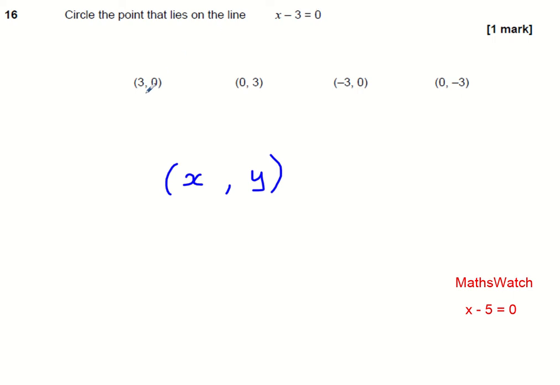Well, it's the first one. 3 minus 3 is 0. If you look at all the others, 0 minus 3 is minus 3. We want an answer of 0. Minus 3 minus 3 is minus 6. That's not 0. And 0 minus 3 is minus 3 again. Only this first one, when you do the x number minusing 3, do you get 0 as the answer.